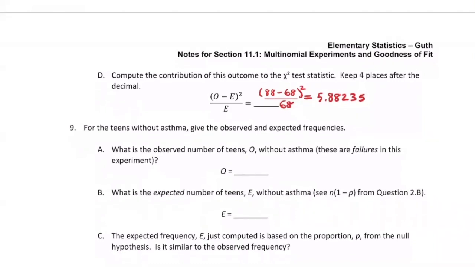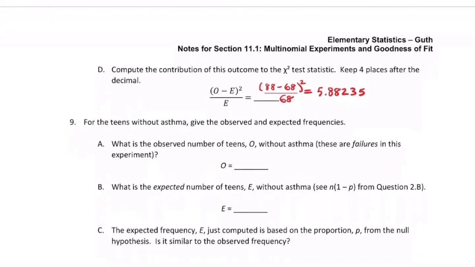Okay, now, kids without asthma. Remember, it's categorical. We've already looked at kids with asthma. Now the other category is kids without asthma. So it says, for the teens without asthma, give the observed and expected frequency. What's the observed number of teens without asthma? These are the failures in the binomial experiment. So again, there's 400 kids. Subtract out the 88 with asthma. And what's that? Okay, 312. Great.